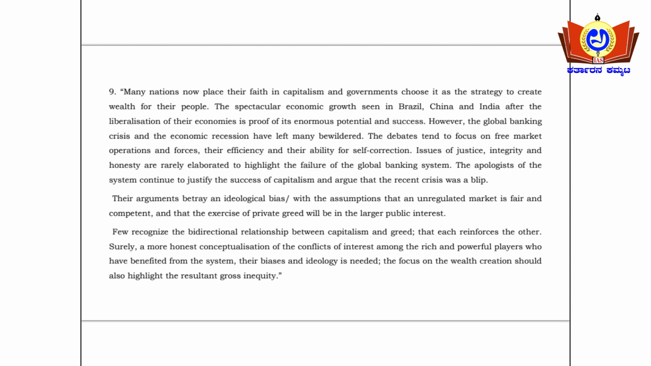Okay guys, many nations now place their faith in capitalism and governments choose it as a strategy to create wealth for their people. The spectacular economic growth seen in Brazil, China and India after the liberalization of their economies is a proof of enormous potential and success. However, the global banking crisis and the economic recession have left many bewildered. The debates tend to focus on free market operations and forces, their efficiency and their ability for self-correction. Issues of justice, integrity and honesty are rarely elaborated to highlight the failure of the global banking system.